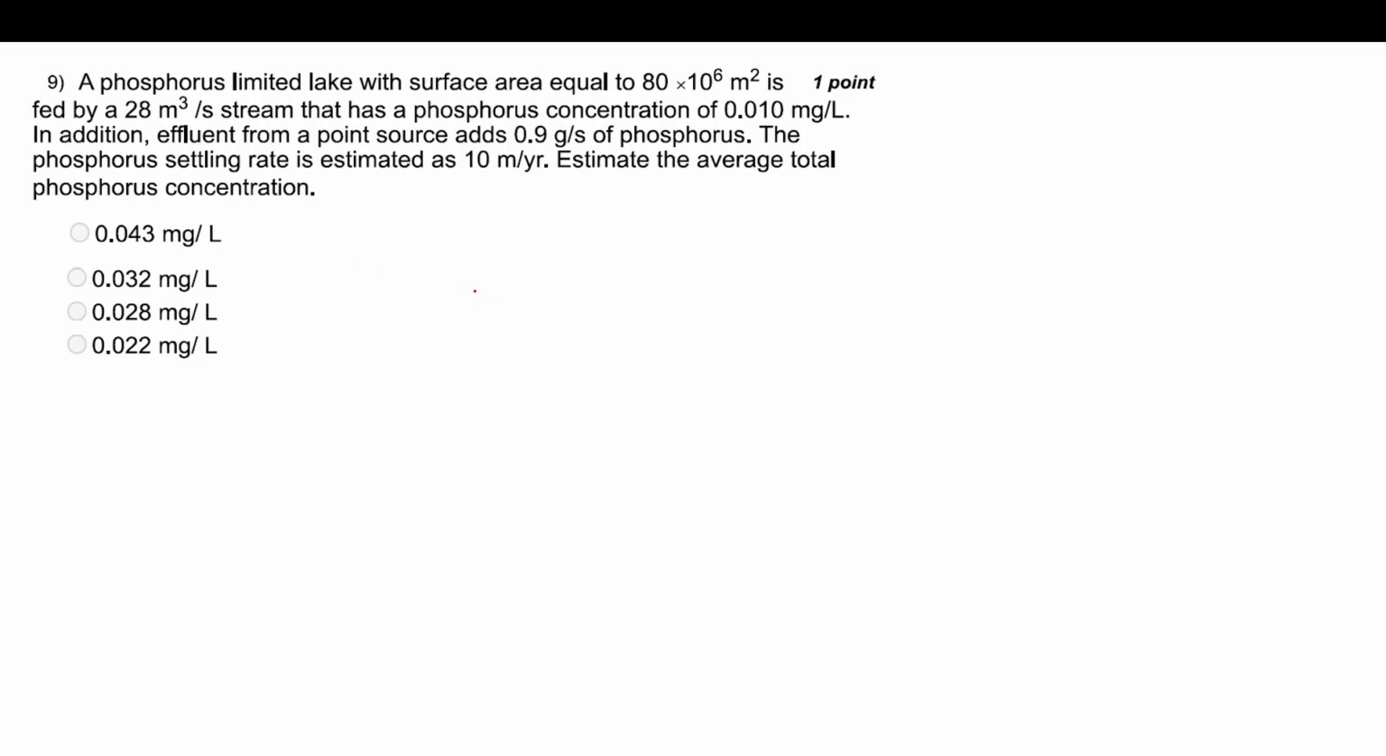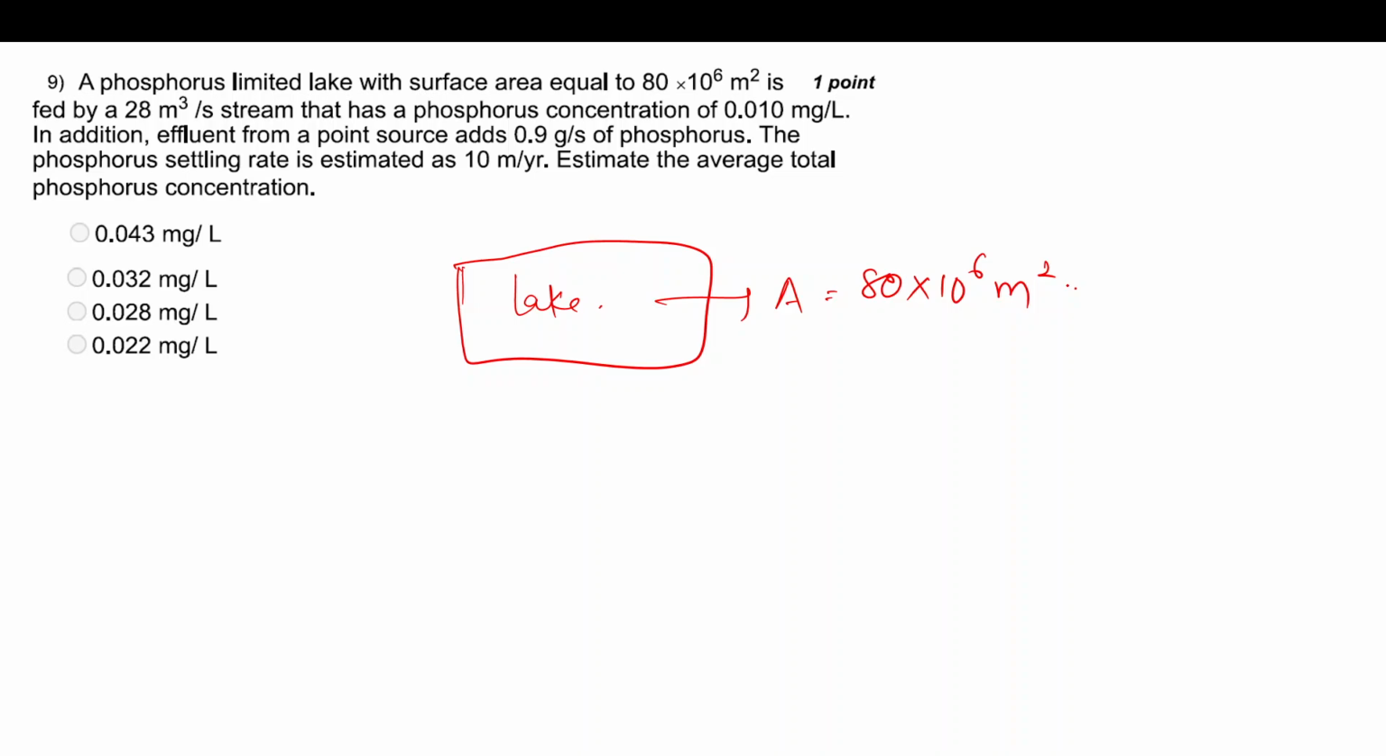Okay, let me explain. Say for example, this is the lake already present, and it has surface area A as 80 into 10 to the power 6 meter square. Now it is fed with a stream added at a rate of 28 meter cube per second. So this is Q, which is nothing but flow rate. And it has concentration C in as 0.01 milligram per liter.